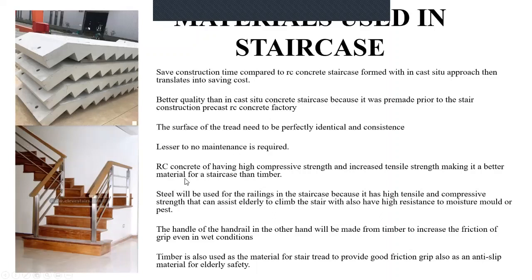Precast reinforced concrete has a high compressive strength and increased tensile strength, making it a better material for a staircase than timber. Steel will be used for the railings in the staircase because it has high tensile and compressive strength that it can assist elderly to climb up the stairs, while also having high resistance to moisture, mold, or pests. The handle of the handrails, on the other hand, will be made from timber to increase the friction of the grip even in wet conditions.